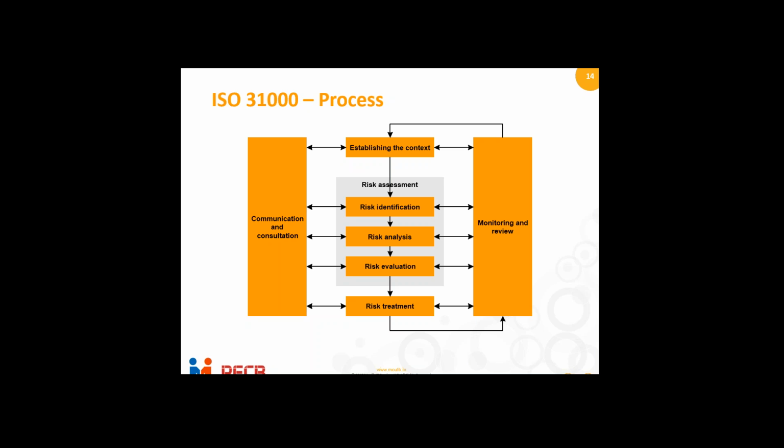If you're looking at the diagram, these processes interact with each other. Some of the processes work as a horizontal, like establishing the context, and then risk assessment activities like identification, analysis, and evaluation, and then risk treatment. All these processes are used to evaluate risk or do the treatment of the risk. Similarly, communication and consultation will also happen in all these stages.